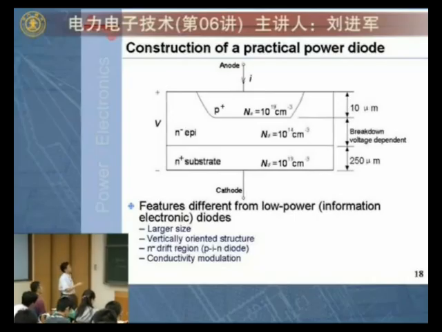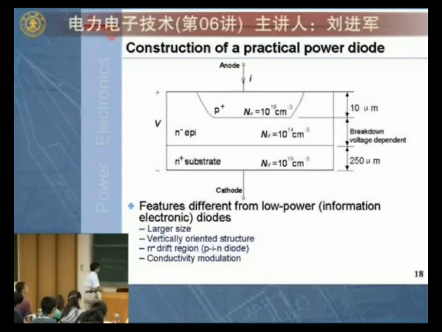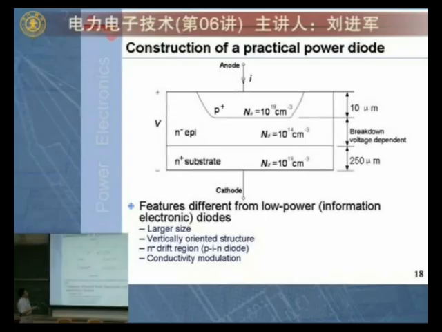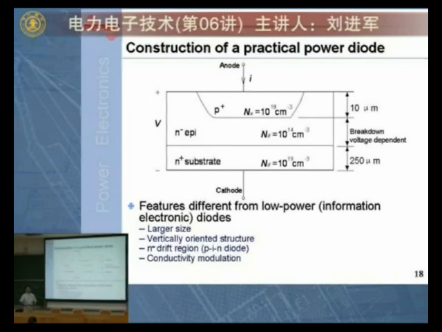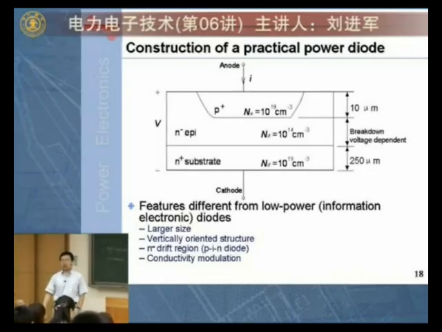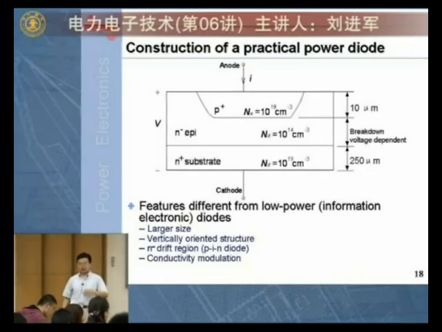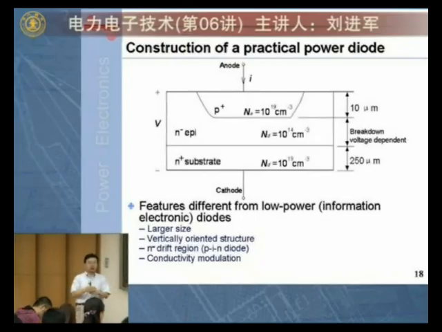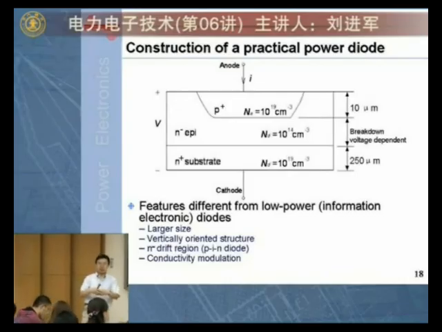Originally, this is the intrinsic N minus region, this is the intrinsic. But now, because you injected a lot of holes in here, a lot of electrons in here, this is no longer intrinsic. This now has quite large conductivity. So you have current flowing through. As the current flows through, you are injecting more free electrons and more holes into this region, and therefore your conductivity becomes even larger.